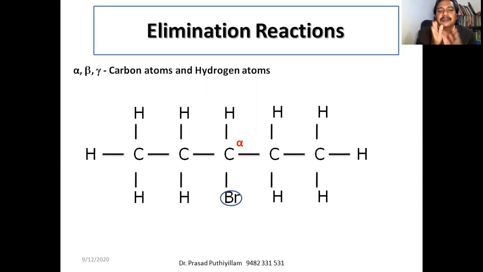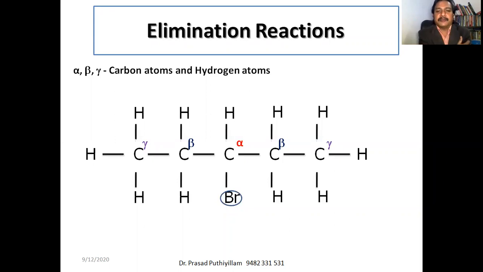The first carbon is the one connected to the functional group. We call it alpha carbon. The carbons which are connected to the alpha carbon are known as beta carbons, and the carbon atoms which are connected to the beta carbons we call gamma carbons. The naming goes in Greek alphabetical order: alpha, beta, gamma, delta, like that. I'm not going beyond gamma. Even gamma carbon doesn't come in our discussion as such. We will limit up to beta, so alpha and beta mainly we consider.